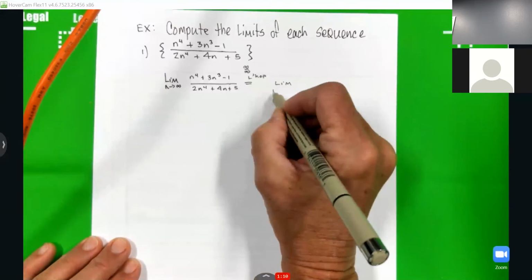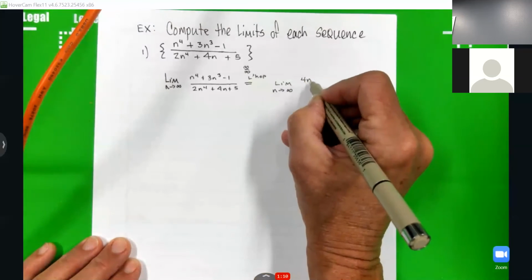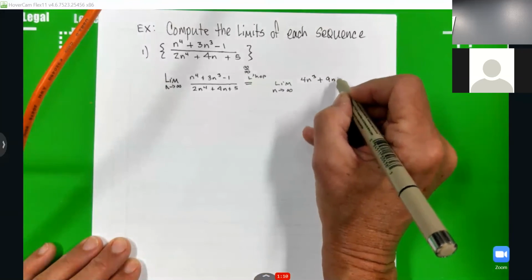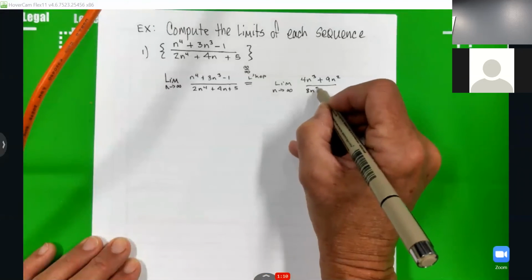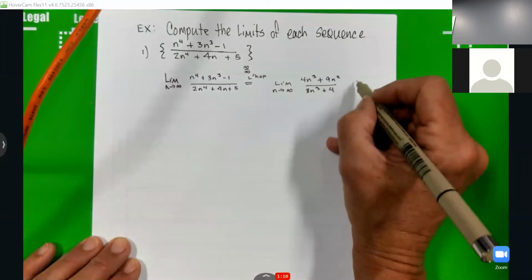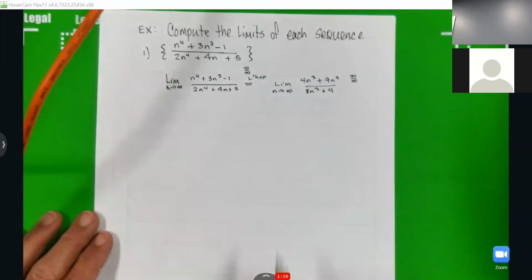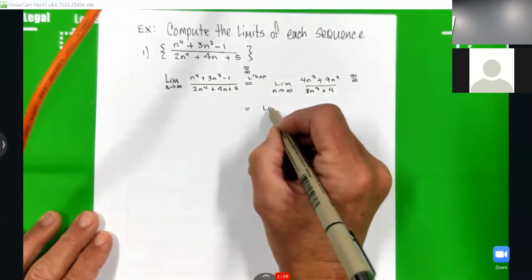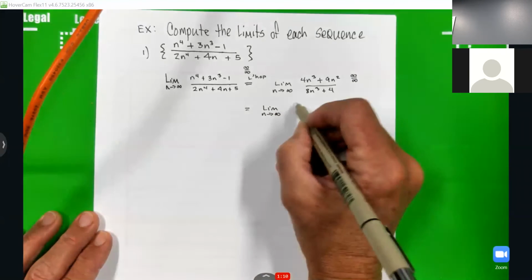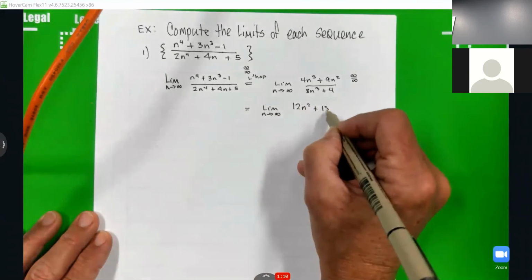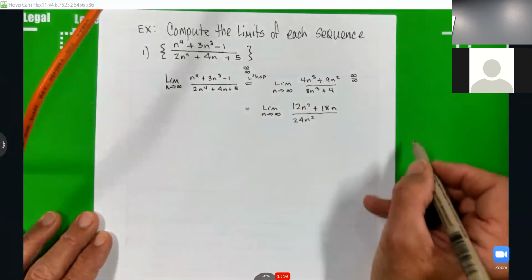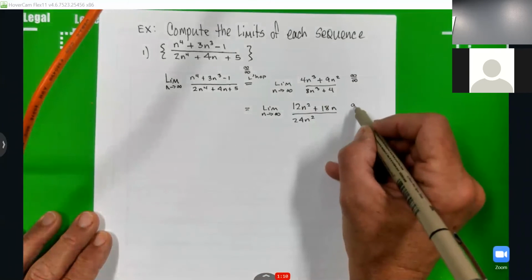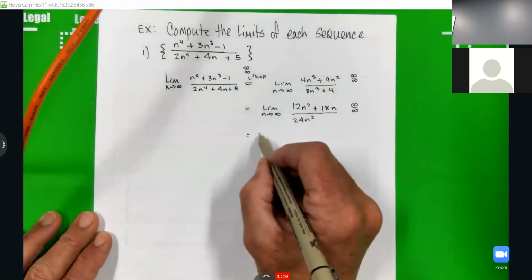And I get the limit as n goes to infinity of 4n cubed plus 9n squared. The derivative of 1 is 0. Down here I get 8n cubed plus 4. So it still has the form of infinity over infinity when n gets large. So I do L'Hopital's rule again. That's 12n squared plus 18n. Downstairs I have 24n squared. Again, it's infinity over infinity, so I do L'Hopital's rule again.